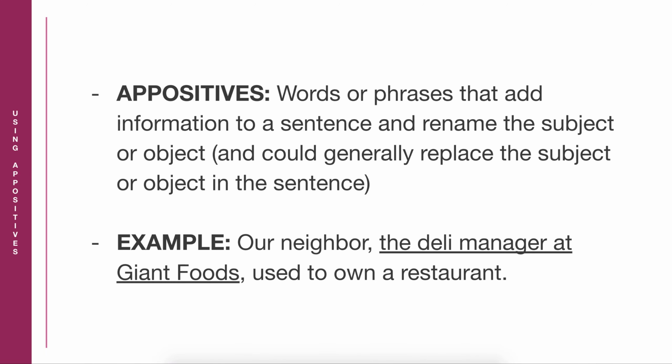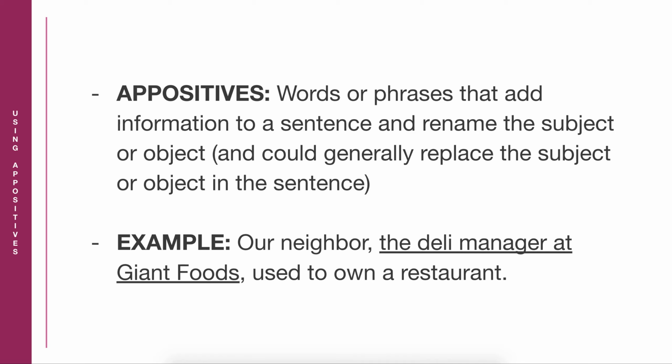Now, first off, appositives are words or phrases that add information to a sentence and they rename the subject or object of a sentence. And generally speaking, they might even be able to replace the subject or object of a sentence. The important part there that I really want you to focus on, though, is that an appositive's function is to add information into a sentence. And specifically, we're usually adding extra information. Sometimes it's necessary, though. And that difference between extra and necessary is going to be really important to us.